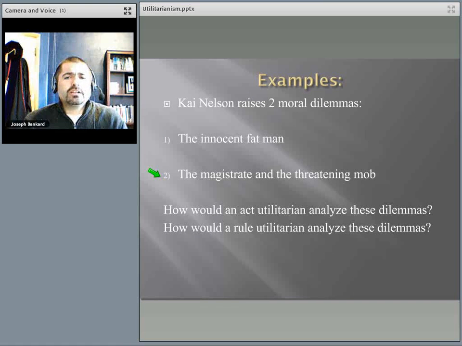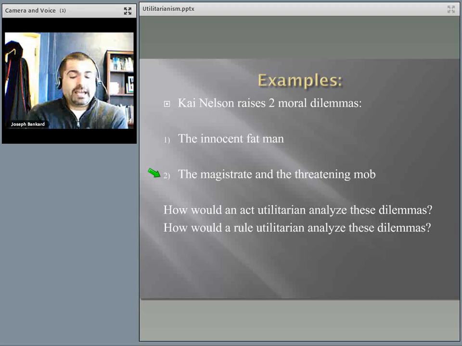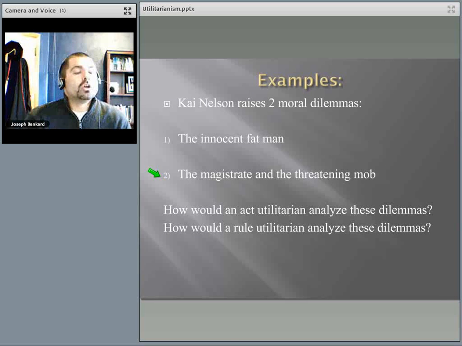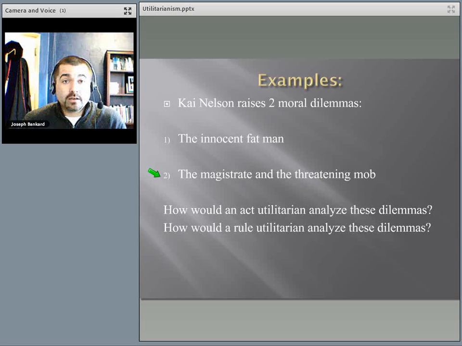But let's look at the magistrate. In this case, in the specific action, if I kill the innocent person and appease the mob, 1 person dies rather than a bunch of people in the town burning. In this individual situation, the best thing to do is to kill the innocent person. But the rule utilitarian says, if I make this a rule that the magistrate always appease the loudest voice when they threaten, would that maximize happiness overall? Good consequences for the most? And the rule utilitarian would say, no.